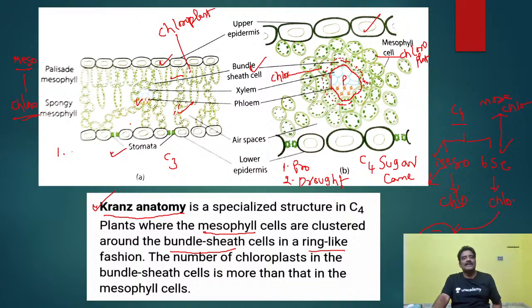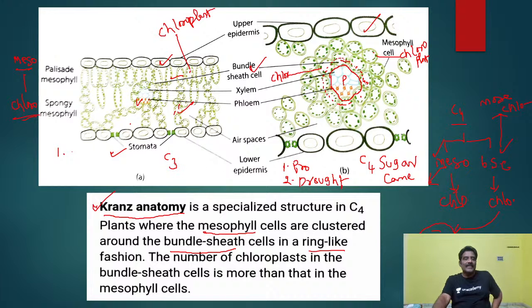Kranz anatomy is associated with C4 plants only. This is the reason why, because of Kranz anatomy, these C4 plants are capable of growing even under adverse environmental conditions. Productivity will be more because of the Kranz anatomy only. They can protect themselves from photorespiration. So this is a difference.